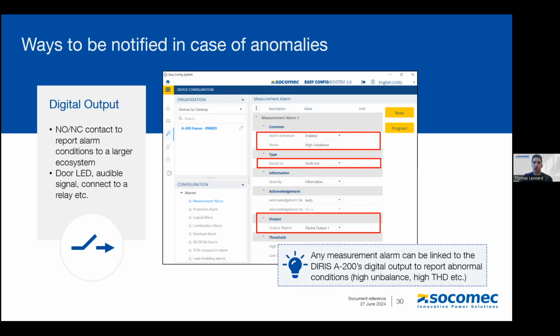You can use those digital outputs to connect to a relay, a contactor to perform a switch off operation to really protect the load in case of an abnormal condition before it's damaged. But you can also use the digital output to power an LED on the panel, for example, or to sound an audible alarm, things like that. So that's another way to be notified.